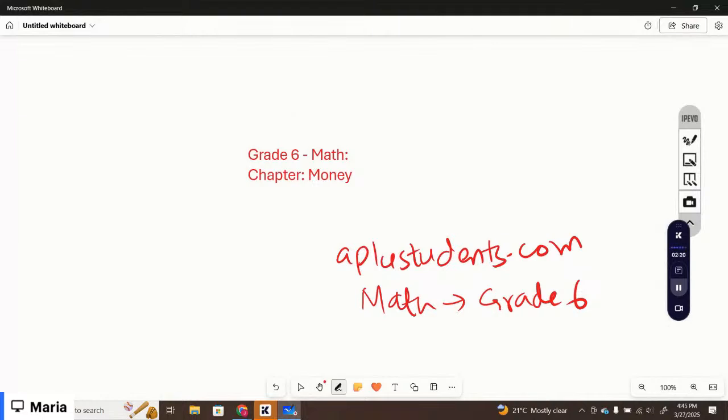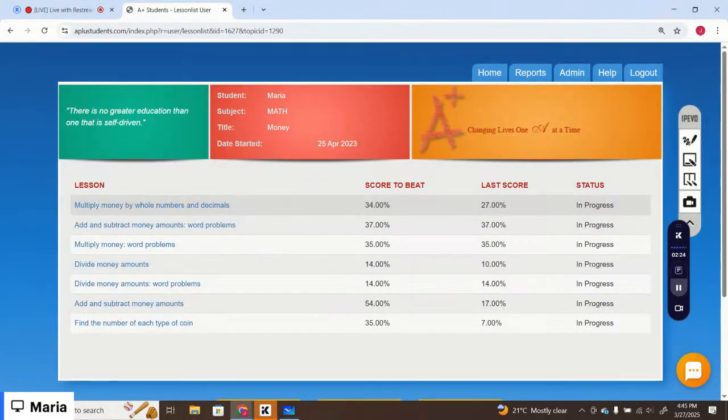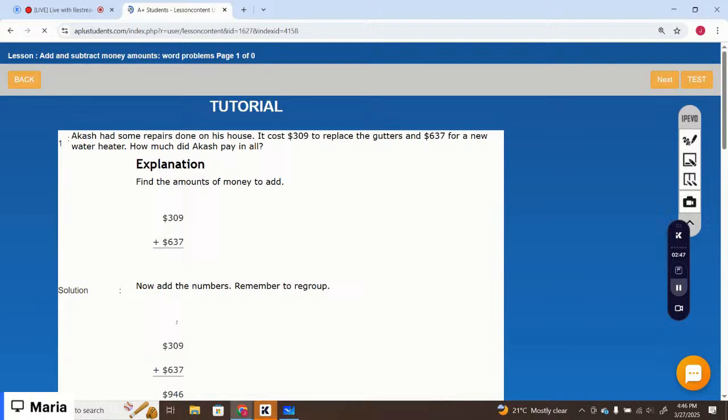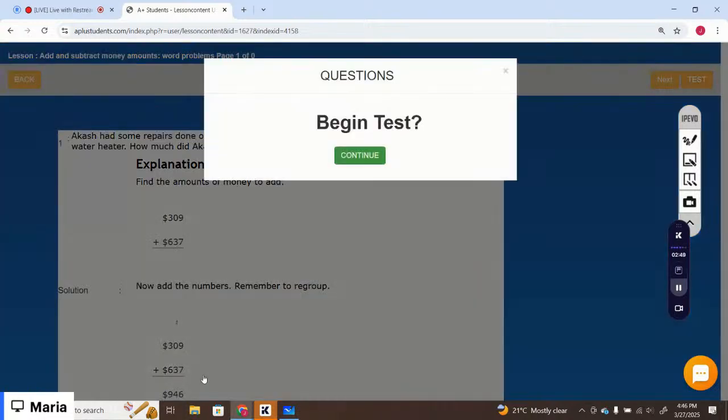Please make sure you have your notebook and pencil so that you can note down the important examples and definitions as well. So let's just start with the chapter money. We have already covered this lesson in the last session. I'm going to start with this lesson that is add and subtract money amount word problems. So let's just start with the lesson. I'm going to start with the test questions.